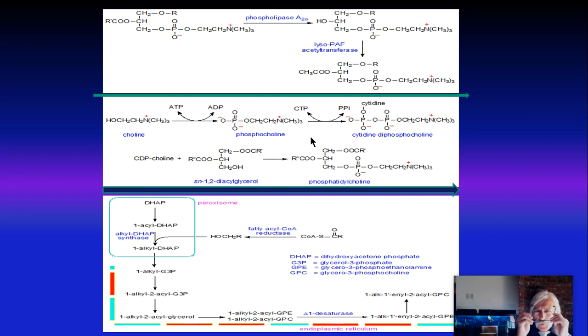All right, it's just running you through some of the reactions we already looked at. Phospholipase activity can also work on preformed phospholipids.